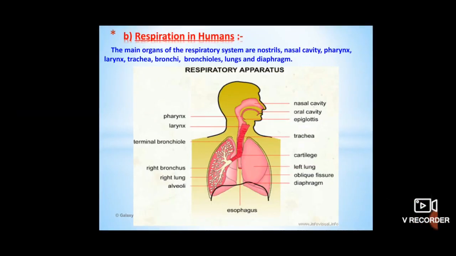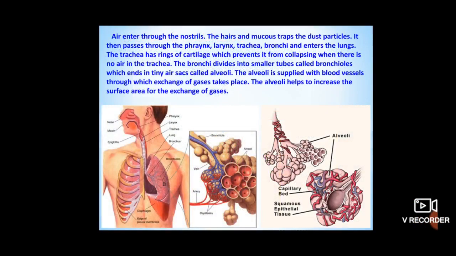See children, this ring formation in the trachea is very helpful to avoid collapsing, which means compression of the lungs as well as the windpipe, when the air is absent in the trachea. The bronchi divide into smaller tubes called bronchioles, which end in tiny air sacs. In the picture that you are observing, just observe it carefully.